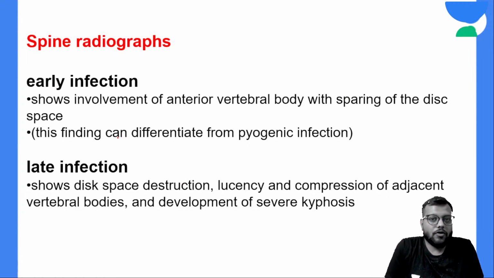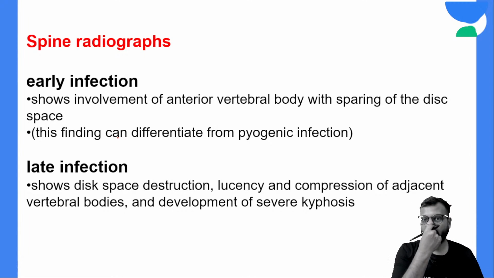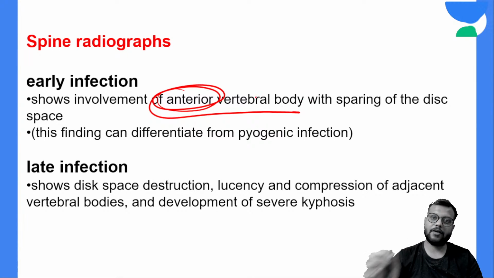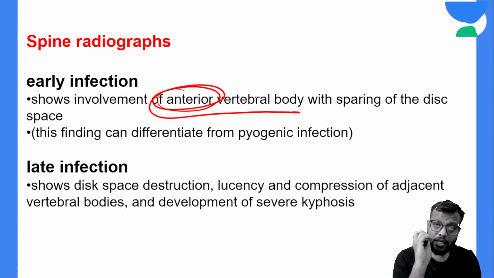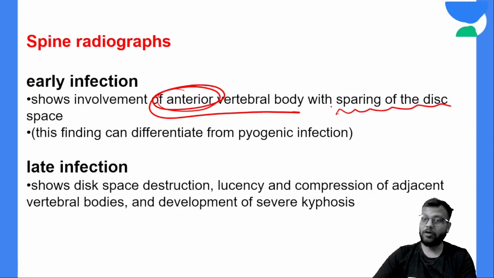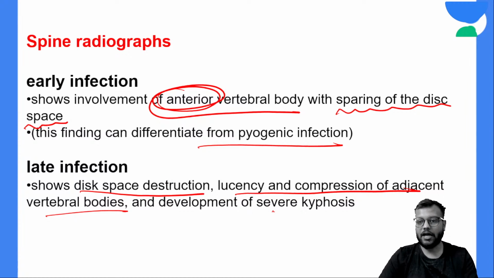Okay, now what will be seen in the radiograph, this is again very important. So the next important thing is your radiograph features. So in early infection, again anterior vertebral body involvement will be there, there will be an erosive kind of lesion of the anterior vertebral body. And we have already discussed that there will not be involvement of the disc space, unlike the pyogenic infection, whereas in the late infection the disc space will be destroyed. There will be lucency and compression of the vertebral bodies and kyphosis.